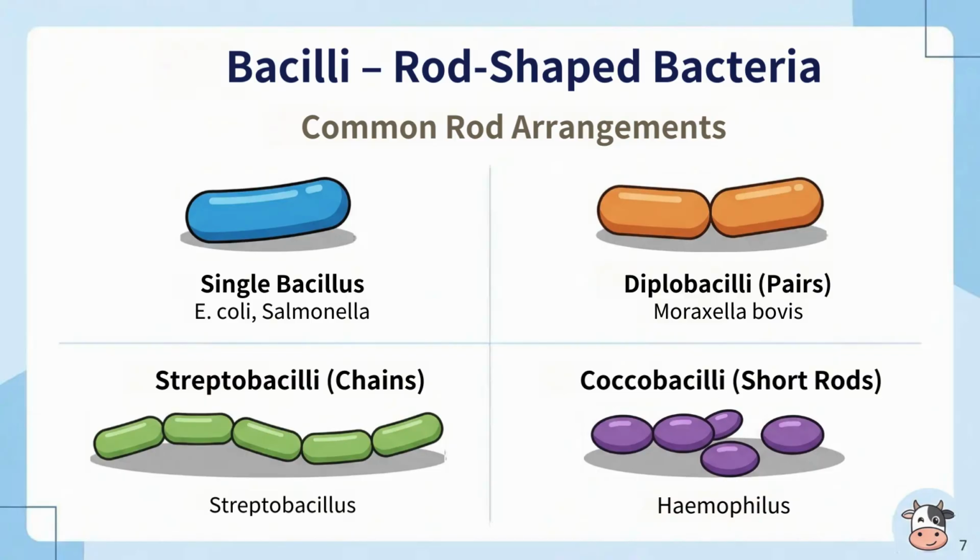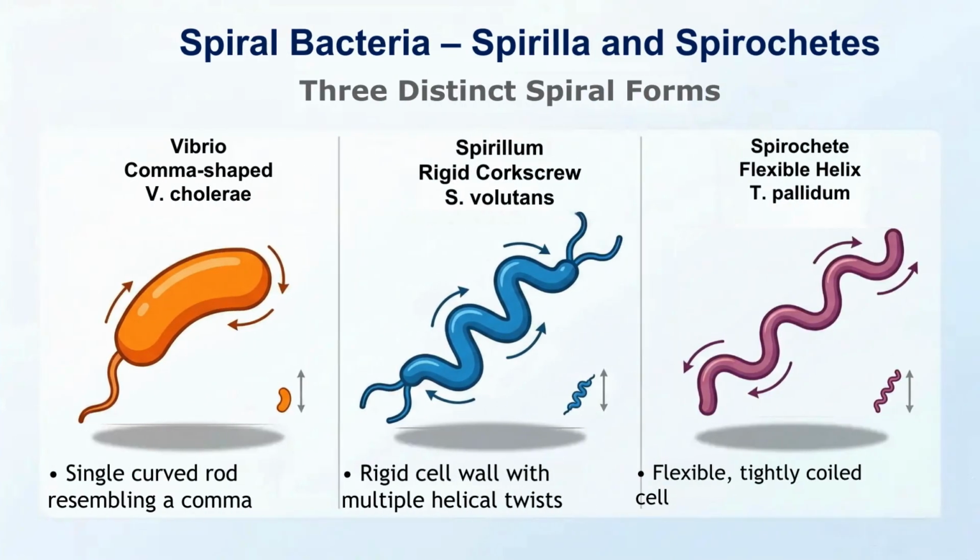Another group of bacteria includes spiral forms. There are three main spiral shapes. Vibrio bacteria are comma-shaped, such as Vibrio cholerae. Spirillum bacteria have rigid corkscrew-like structures. Spirochetes have flexible, tightly coiled structures. These different shapes are useful for identifying microorganisms.